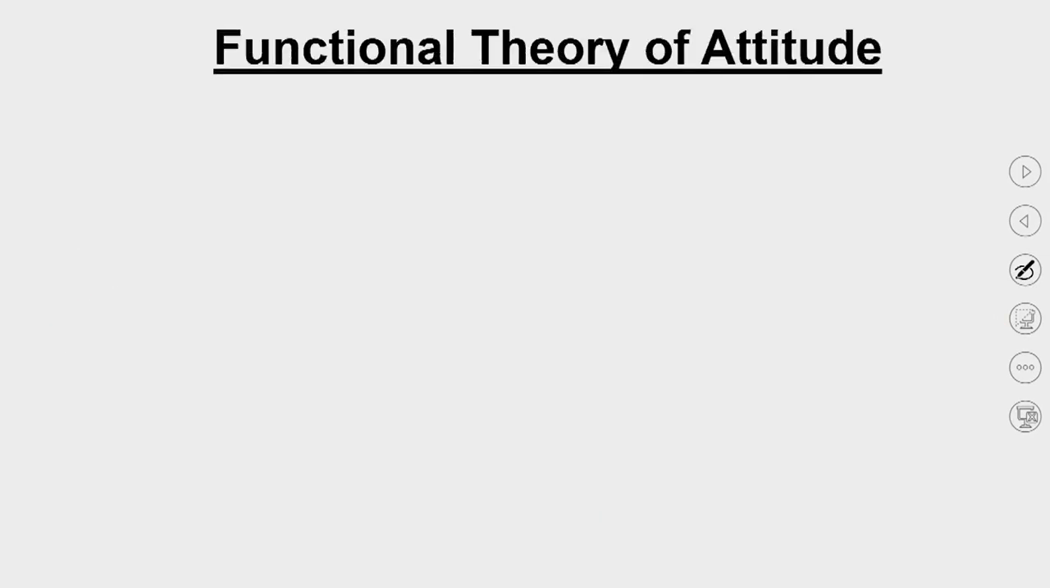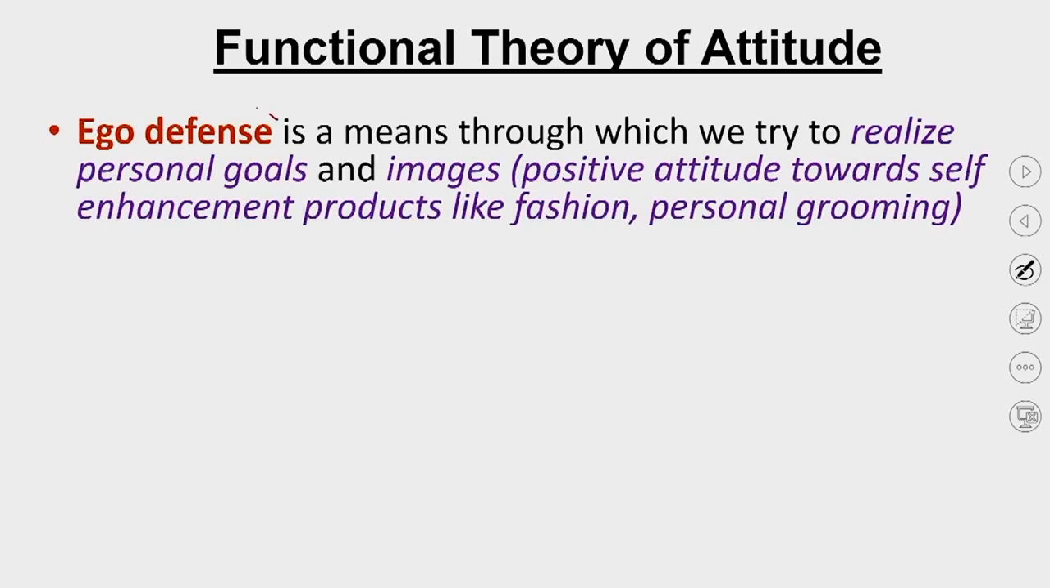The second response that people have in the functional theory is called the ego defense response. And what is this response? It is a means through which people try to realize personal goals and images. This is another response. So when you buy a particular product, or you get information about a particular product, the feeling that you have, one of the responses due to that feeling is the ego defense response. And what is that response? It is that response which makes us realize personal goals and images.